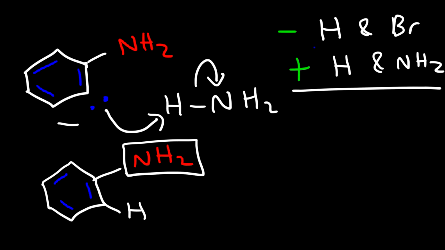So these two can be canceled, and thus you can see that the net result is that we replace a bromine atom with the NH2 group. So overall, it's a substitution reaction, but specifically a nucleophilic aromatic substitution reaction. And so that's it for this video.